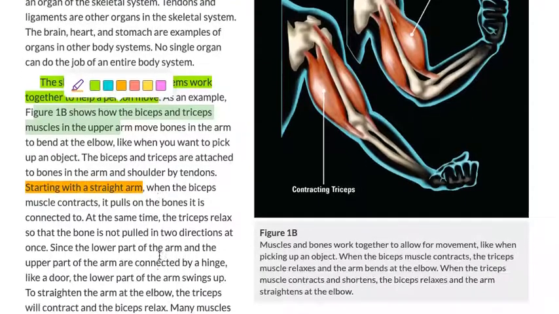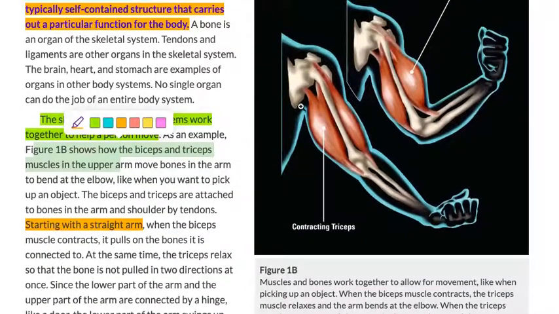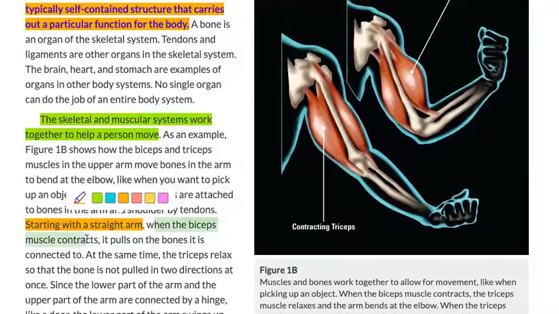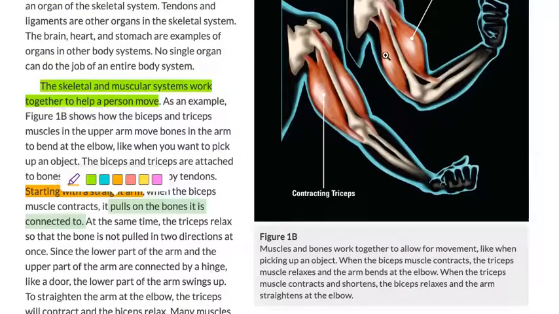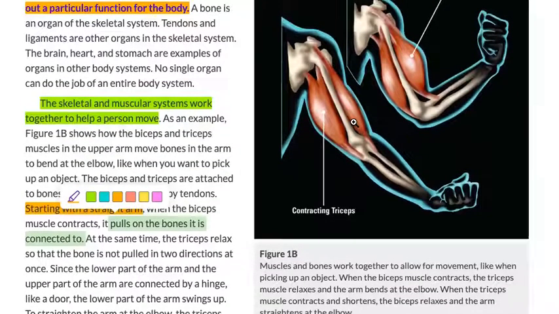Starting with a straight arm, so starting with this image right here, when the biceps muscle contracts, when it shortens, it pulls on the bones it's connected to. Now, when you're going from straight to bent, the biceps shorten. And when they shorten or contract, the triceps then relax. They do the opposite.